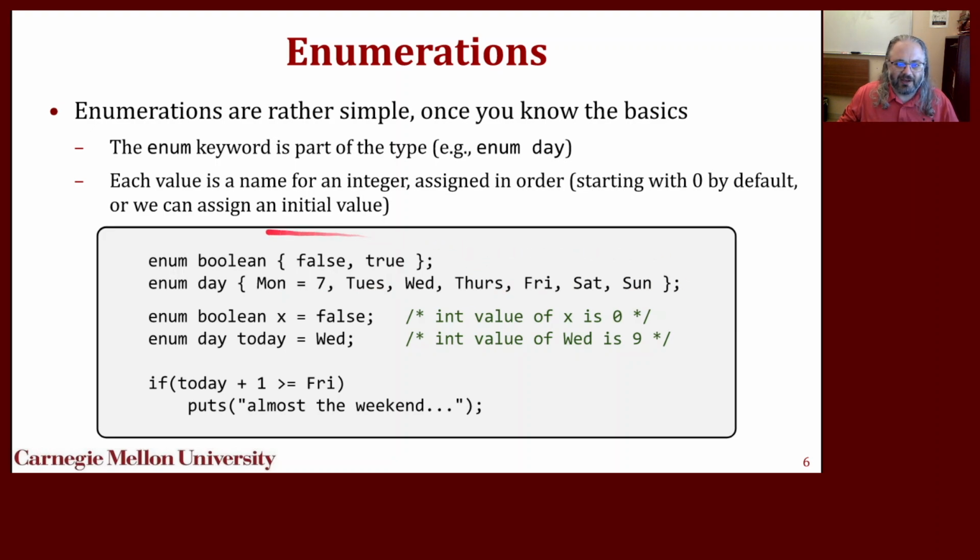So now these are nothing other than custom types. These are the variable names. The values are created as part of the enumeration. Again, the value of false is going to be 0.